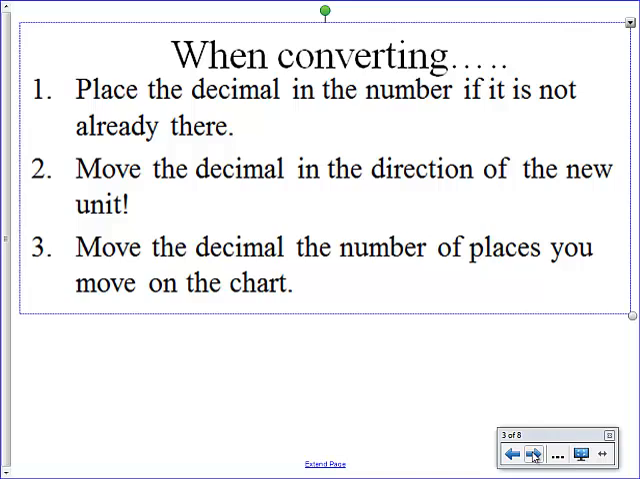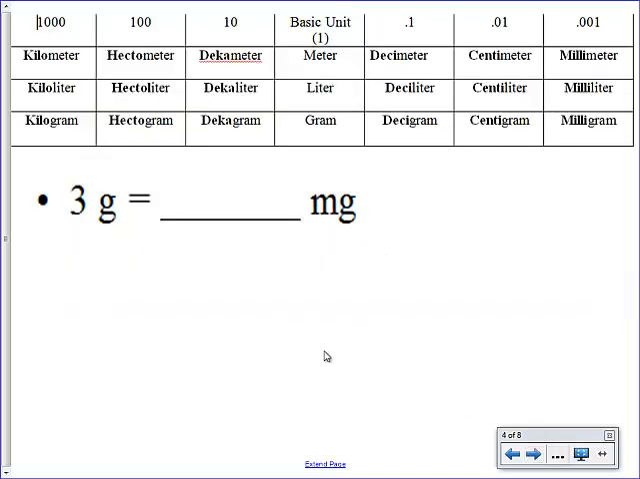When converting, place the decimal in the number if it's not already there. Move the decimal in the direction of the new unit, and then move the decimal the number of places that you move on our chart. So let's try some. We have 3 grams that we are converting to milligrams. So we'll start.